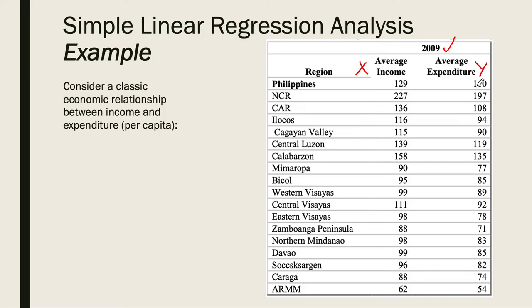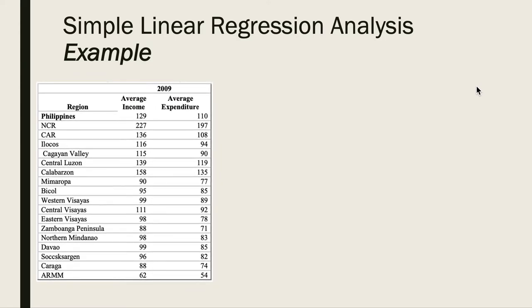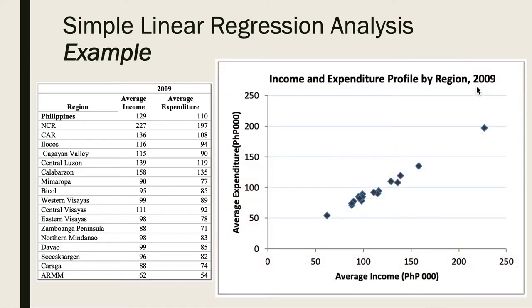So, and then we'll plot that on an XY axis, making use only of the first quadrant, and then we'll see what we can have. In plotting them, we can use again Microsoft Excel or Jamovi, but maybe I can do that in the next video. I will be giving this right now. So this is our income and expenditure profile by region of 2009. I'm going to show you in the next video how to do this by using a scatter plot in Excel.